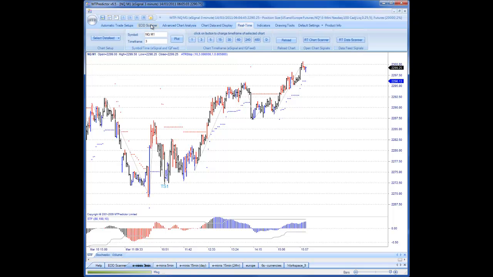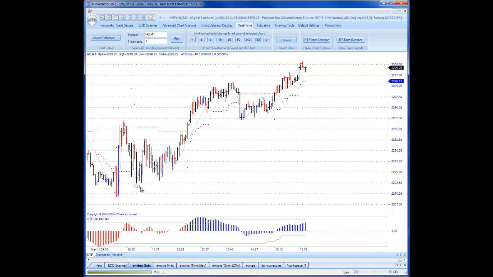The chart I'd like to look at mainly is on the 3-minute chart, and in particular this automatic TS1 buy setup here. As you can see, this got us into a lovely trade as the market rallied. So I'd like to take a look at this and see how we could have looked at this in the MTPredictor analysis. As always, we first look to the larger degree chart.